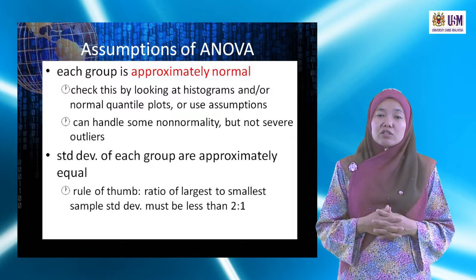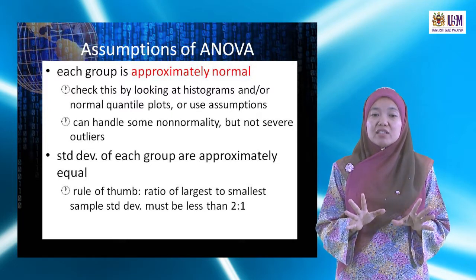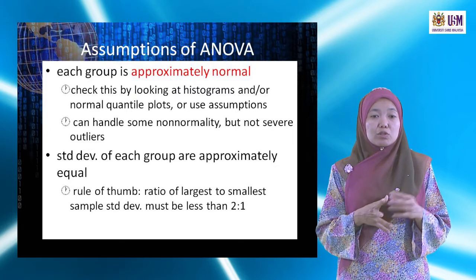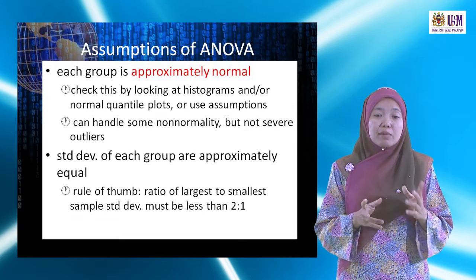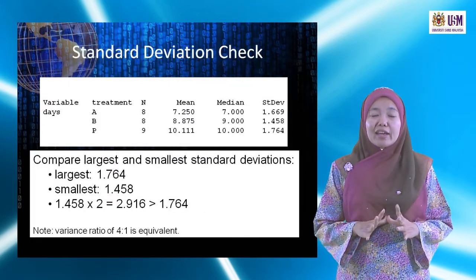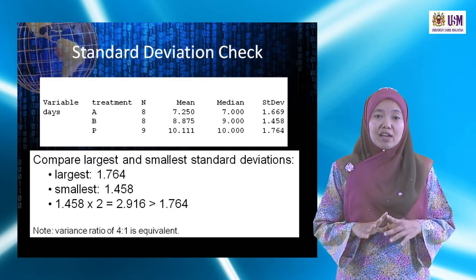The second assumption of ANOVA is that the standard deviations of each group are approximately equal. The rule of thumb here is that the ratio of the largest to the smallest sample standard deviation must be less than 2 to 1. Let's look back at our data that we discussed just now in the case of one-way ANOVA.